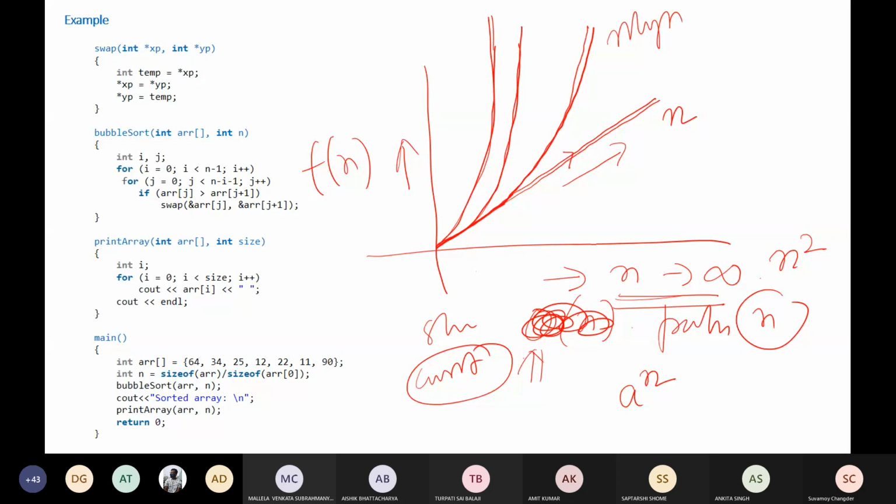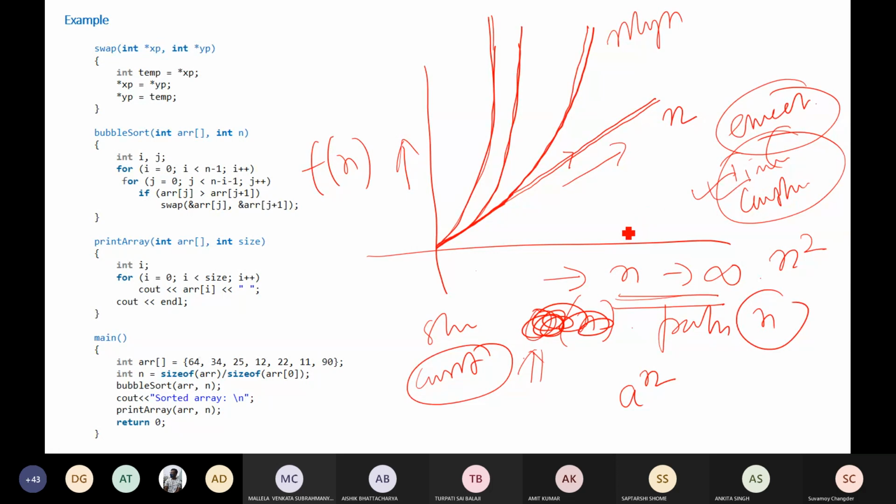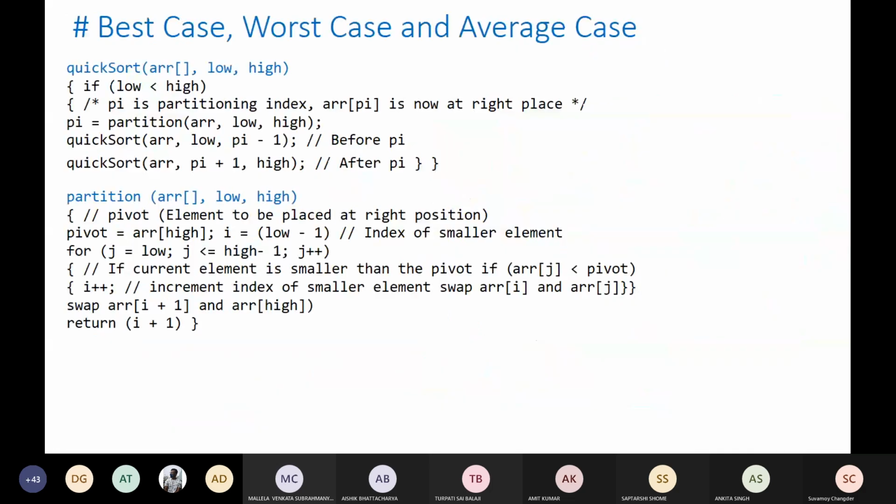So please don't get confused between the actual execution time and what I have said, time complexity analysis. These two are related, but time complexity analysis does not mean finding the actual execution time, rather it is to compare between algorithms. Okay, right, I think the time is over.